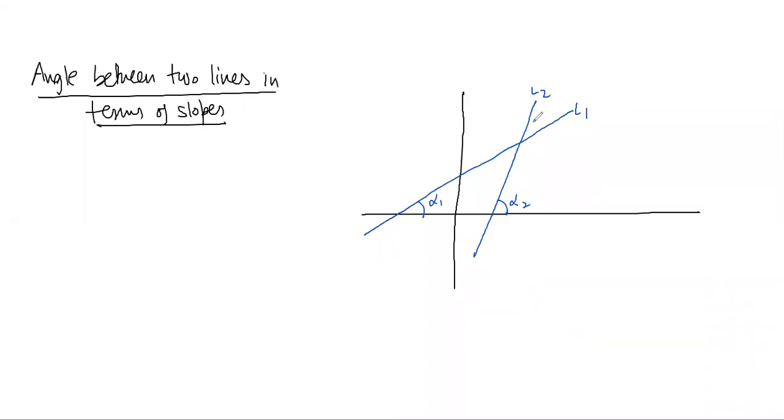So suppose these are two lines L1 and L2 and their inclinations are alpha 1 and alpha 2, which means that their slopes are tan of alpha 1 and tan of alpha 2. So basically these two lines will make two angles with each other. One is theta and another one is phi. So both theta and phi will be supplementary to each other. Two lines make two angles with each other. So if this angle theta is 30 degrees, then this phi will be 150 degrees. So one angle is acute and another angle will be obtuse.